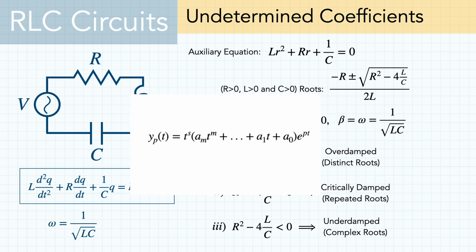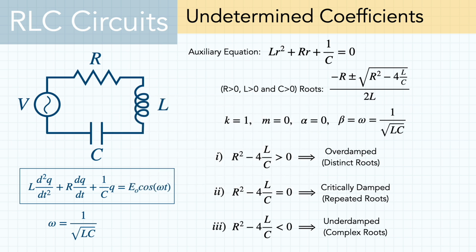And to know what power of t to multiply by our polynomial, we have to see s. Since we recognize what alpha and beta are, we can use those to write our complex number. If that is one of the roots of our auxiliary equation, s equals 1, and if it's not, then s equals 0. Since alpha equals 0 and beta equals 1 over the square root of LC, our complex number here is 1 over square root of LC i.